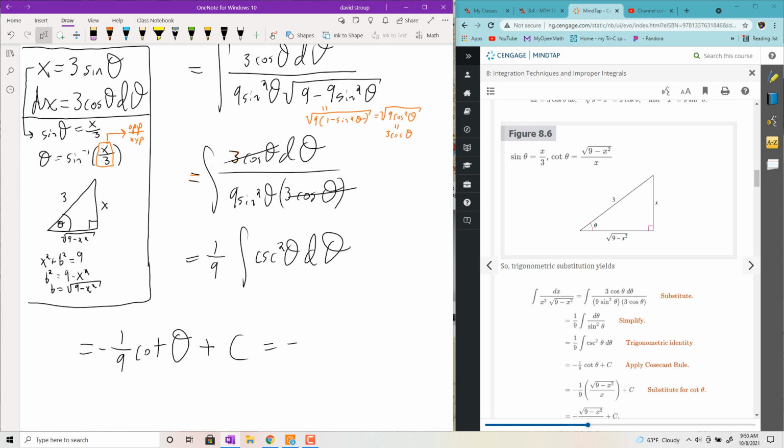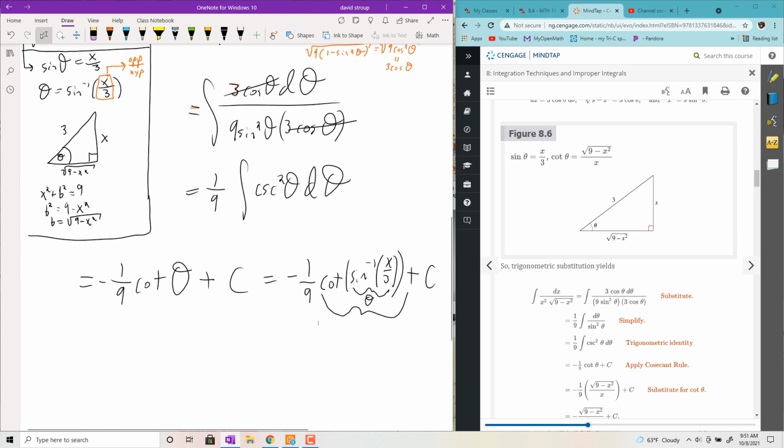So technically it's 1/9 cotan of sine inverse of x over 3. But this thing right here is just the theta in that right triangle. So you can use the right triangle in order to simplify this big, ugly, unwieldy expression. We want to rewrite that in terms of x in some sort of radical or rational or polynomial form. Okay, we want to get rid of the trig function.